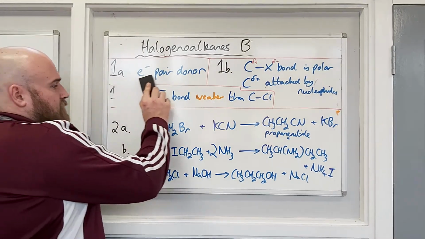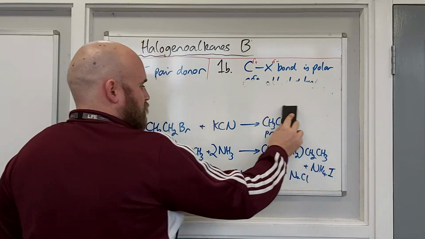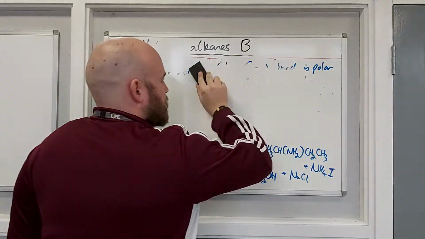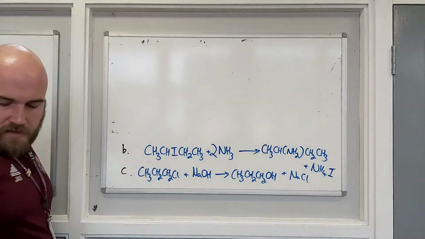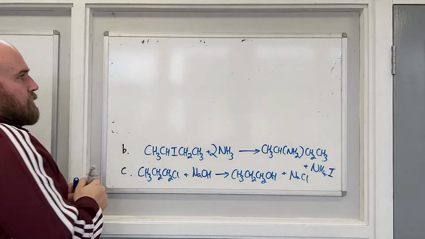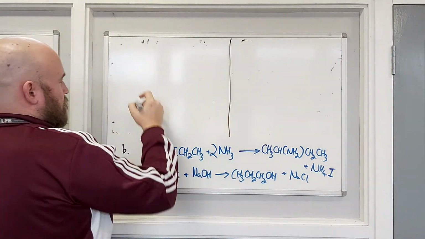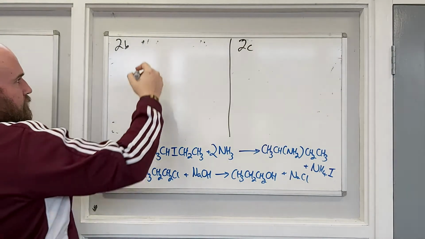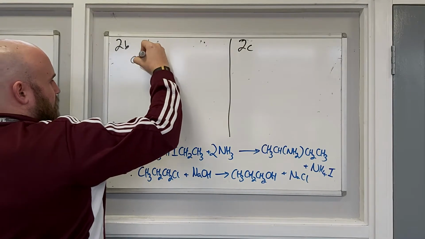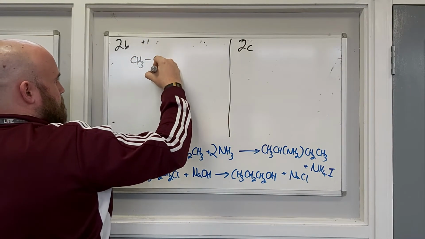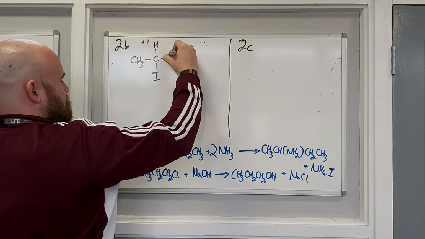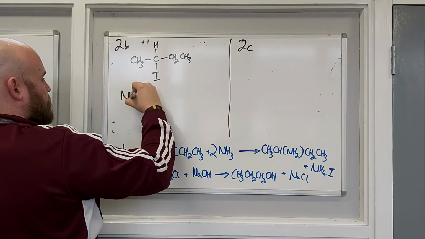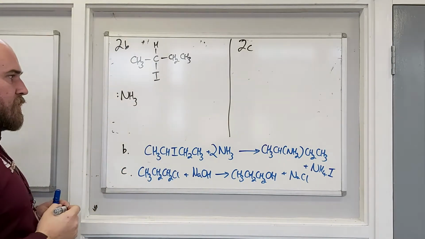So I will get rid of this top half. In fact, I'll get rid of 2a as well and I'll keep 2b and c there so we can see it. And I'll set up my board. So I'll do 2b here and 2c. So 2b, I've got CH3, there's the iodine. Okay, and I've got my ammonia as my nucleophile. Have to show a lone pair.